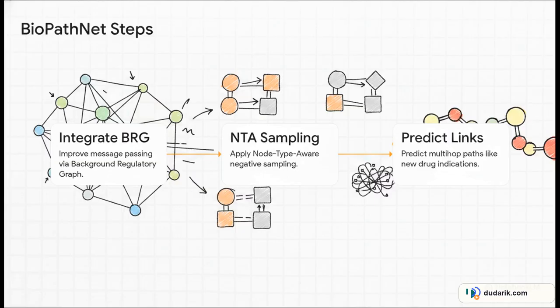Second, it applies node-type-aware negative sampling. So when training the AI on what a false connection looks like, it strictly uses negative examples that biologically make sense. By doing this, it accurately predicts multi-hop paths, which leads us to our next major point.